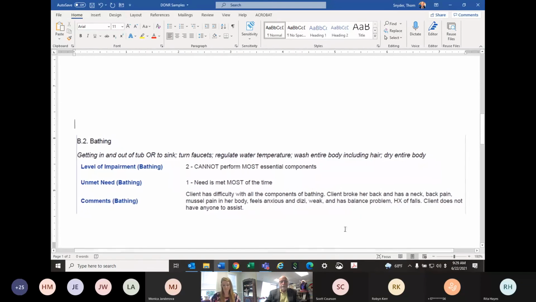This is bathing. Level of impairment is 2. The person cannot perform most essential components. The unmet need is scored as a 1. The need is met most of the time. The comment says client has difficulty with all the components of bathing. She broke her back, has neck, back pain, muscle pain, feels anxious, dizzy, weak, and has a balance problem and history of falls. Client does not have anyone to assist.